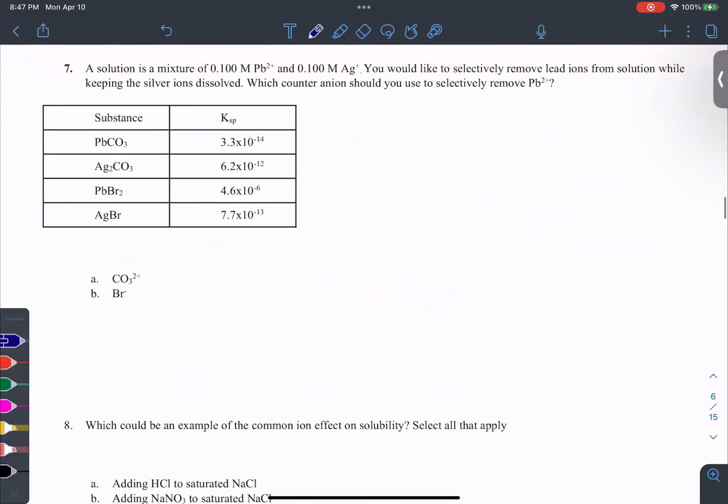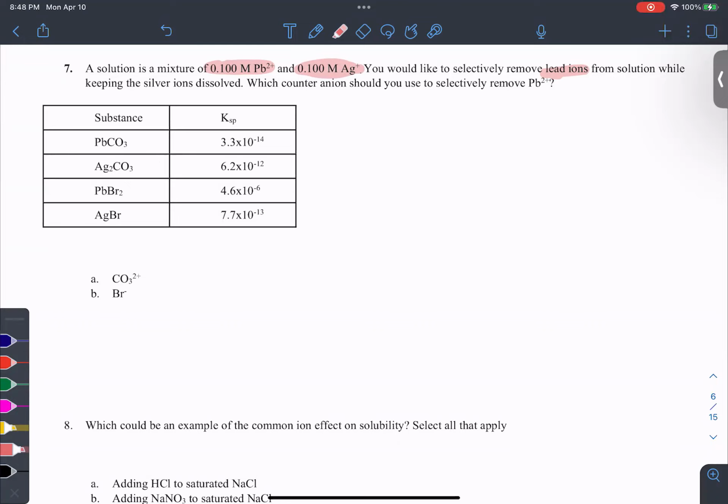So let's do some applications of KSP. Let's say we have a solution. You all have the key, remember? Okay, let's do some applications of KSP. We have a mixture of lead and silver, and we would like to selectively remove lead ions from solution while keeping the silver ions dissolved. Which counter ion should we use to selectively remove lead 2+ first?